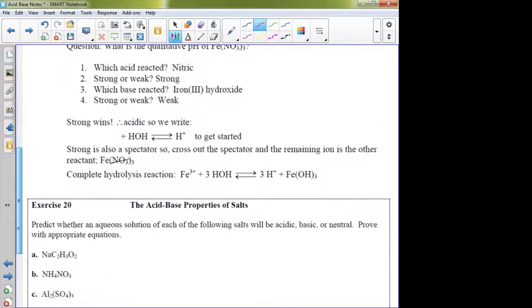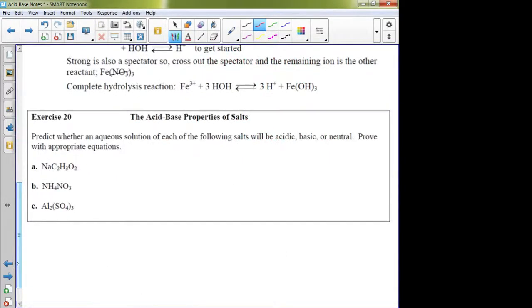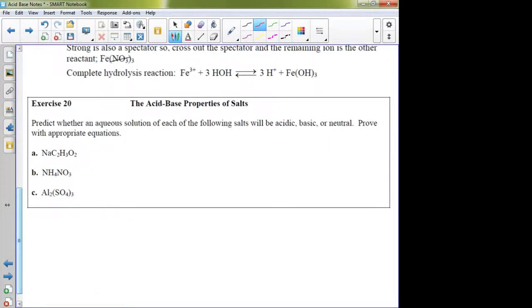Will they count it wrong if you put HOH? I don't know. I just know it's not good scientific practice to put HOH. Okay. So let's go with exercise 20.